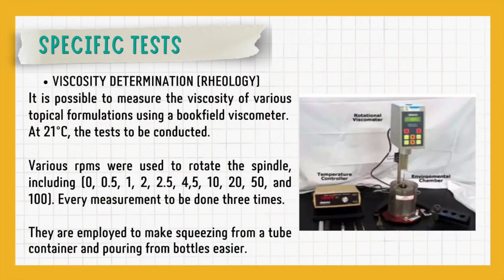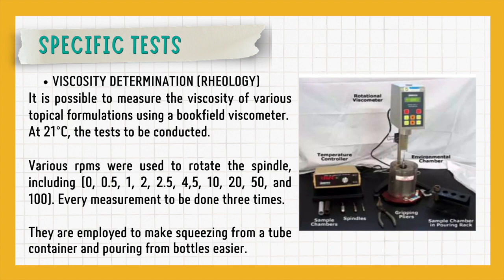Specific tests. Viscosity determination. It is possible to measure the viscosity of various topical formulations using a Brookfield viscometer. At 21 degrees Celsius, various RPMs were used to rotate the spindle, and every measurement was done 3 times.